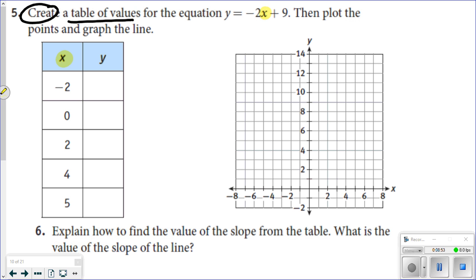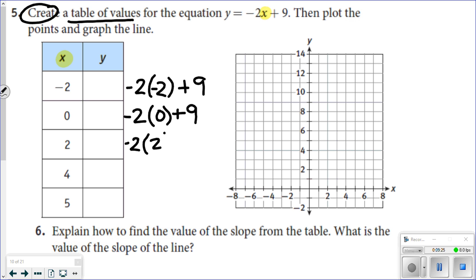Okay, so if I was to write this out for you, it says -2 times x. Well, my first x value in the table here is -2, and then I'm adding 9. So you can do that in your head, or you can use a calculator, and whatever your answer is, that's your y value, and you're going to write that in the y column. And I want you to do that for every x value up here. And when you're finished, I want you to try to plot these points on the graph.